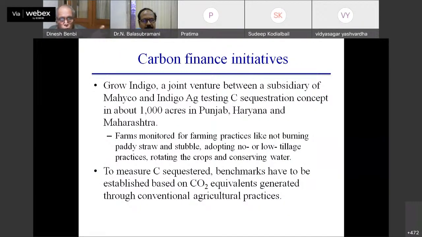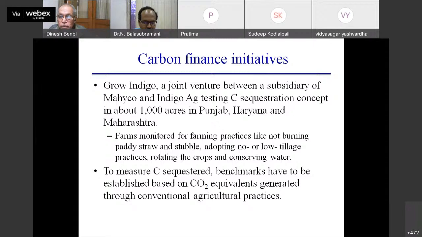Then I don't want to talk about this because we have talked about carbon finance. This is not my topic, but I just want to bring in how you monitor it. Farmers, now there is a study to grow indigo, and they are taking 1,000 acres of land in Punjab, Haryana, Maharashtra, and with remote sensing they are tagging it to see changes in carbon. How long? When would they say? After how much time? They will determine what is the carbon value of that particular practice. So there are issues with that.